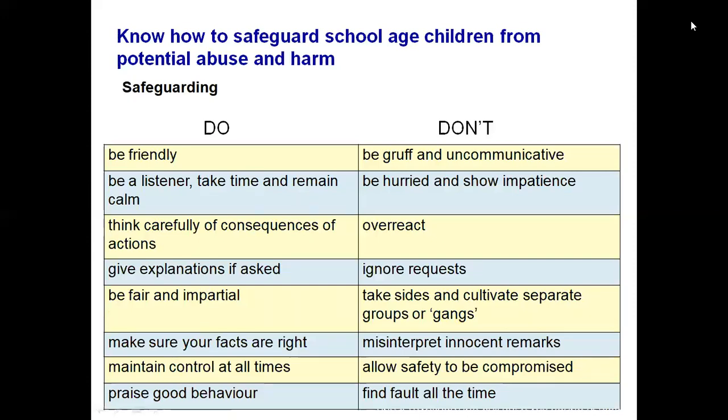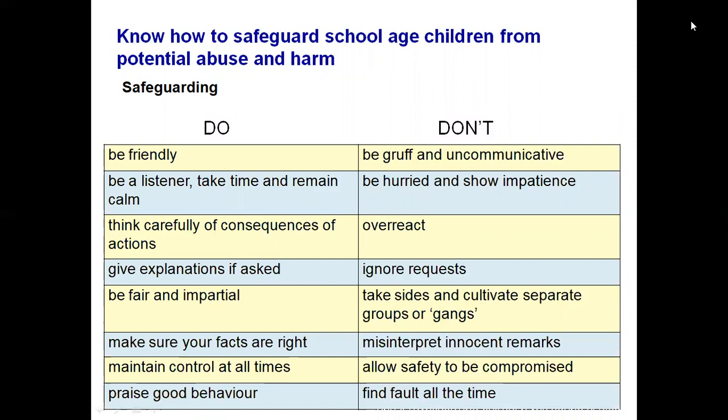Make sure you get your facts right. So should a child ask you something, make sure you have the facts right. Don't misinterpret innocent remarks. Children can be quite cheeky and might just be having a laugh with you. Don't take it too seriously. Do maintain control at all times, because you must never allow safety to be compromised. As I've mentioned already, should you not be able to maintain control, or your assistant maintain control, you stop that vehicle in a safe and legal place whilst you both deal with it.